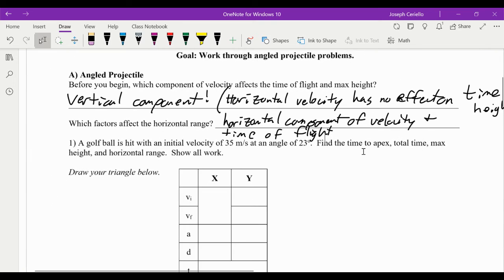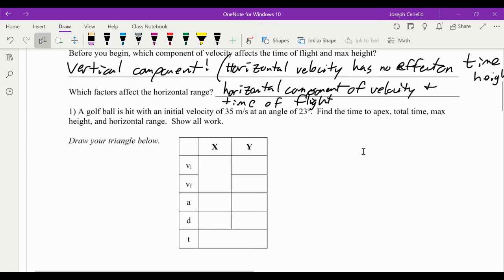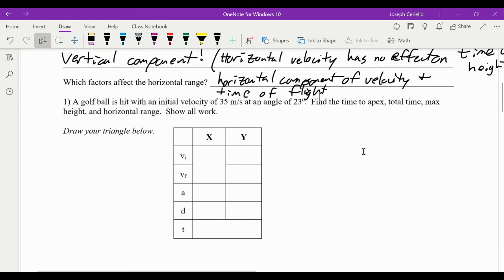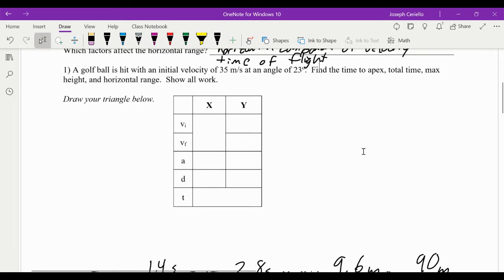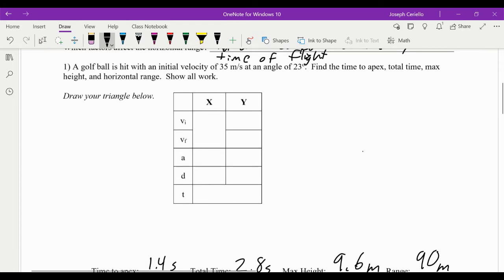All right, so let's look at some examples here. A golf ball is hit with an initial velocity of 35 meters per second at an angle of 23 degrees. Find the time to apex, total time, max height, and horizontal range. Show all work. The little triangle below is the initial velocity triangle, where this is 35 meters per second, and this is 23 degrees. We have the x component here, and the y component here.